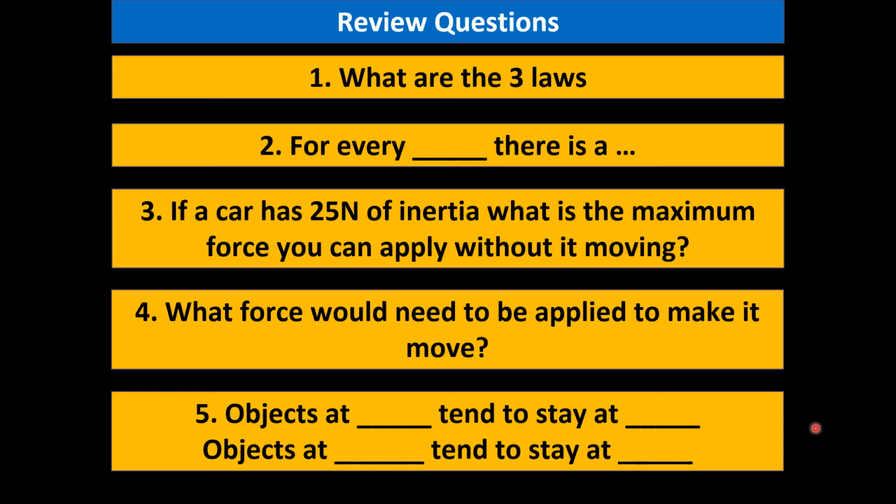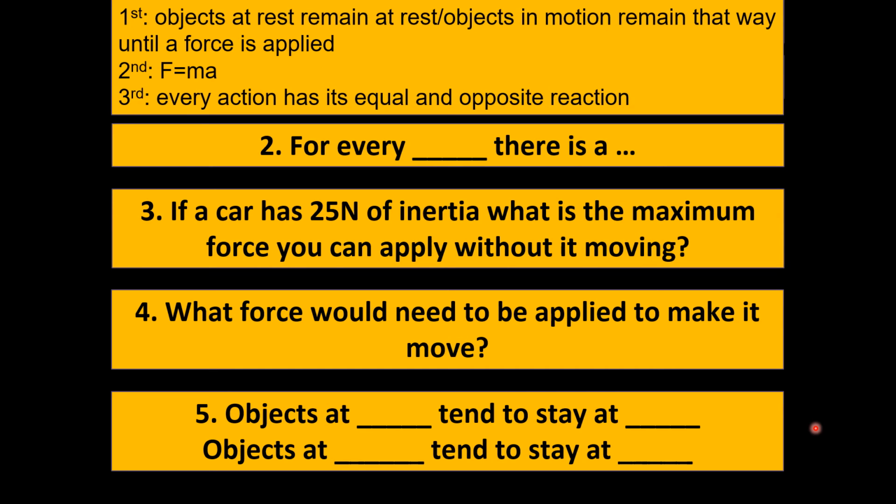Okay, so make sure you have a green pen or a different coloured pen to what you used originally, and let's go through the answers. The first one is about the three laws of motion. The first law stated that objects at rest remain at rest, and objects in motion remain in motion until a force is applied. The second one is F equals ma, so force equals mass times acceleration. And the third one states that every action has its equal and opposite reaction. So that would be the answer to number 2 as well.